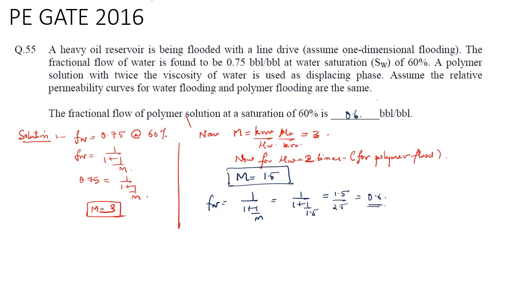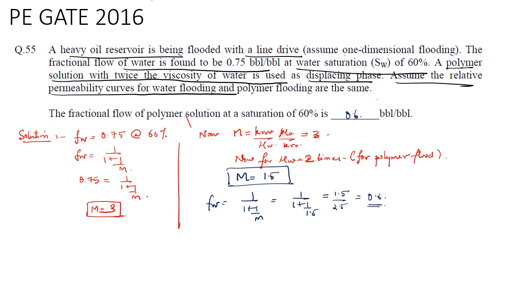This question was asked in GATE 2016. A heavy oil reservoir is being flooded with a line drive. The fractional flow of water is found to be 0.75 barrel per barrel at water saturation of 60%. A polymer solution with twice the viscosity of water is used as a displacing phase. Assume the relative permeability curves for water flooding and polymer flooding are the same. We need to find out the fractional flow of polymer solution at a saturation of 60%.